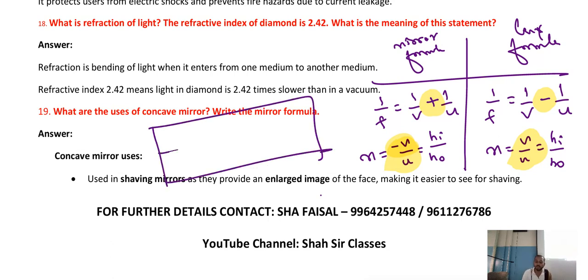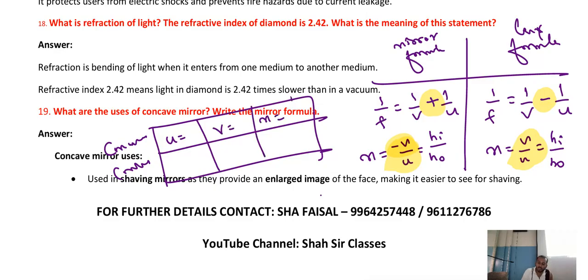Now make one table. What you have to write, I am giving you. Let me say concave mirror, convex mirror. Same table for concave lens, convex lens. In it: what is u, what is v, what is M, what is f?